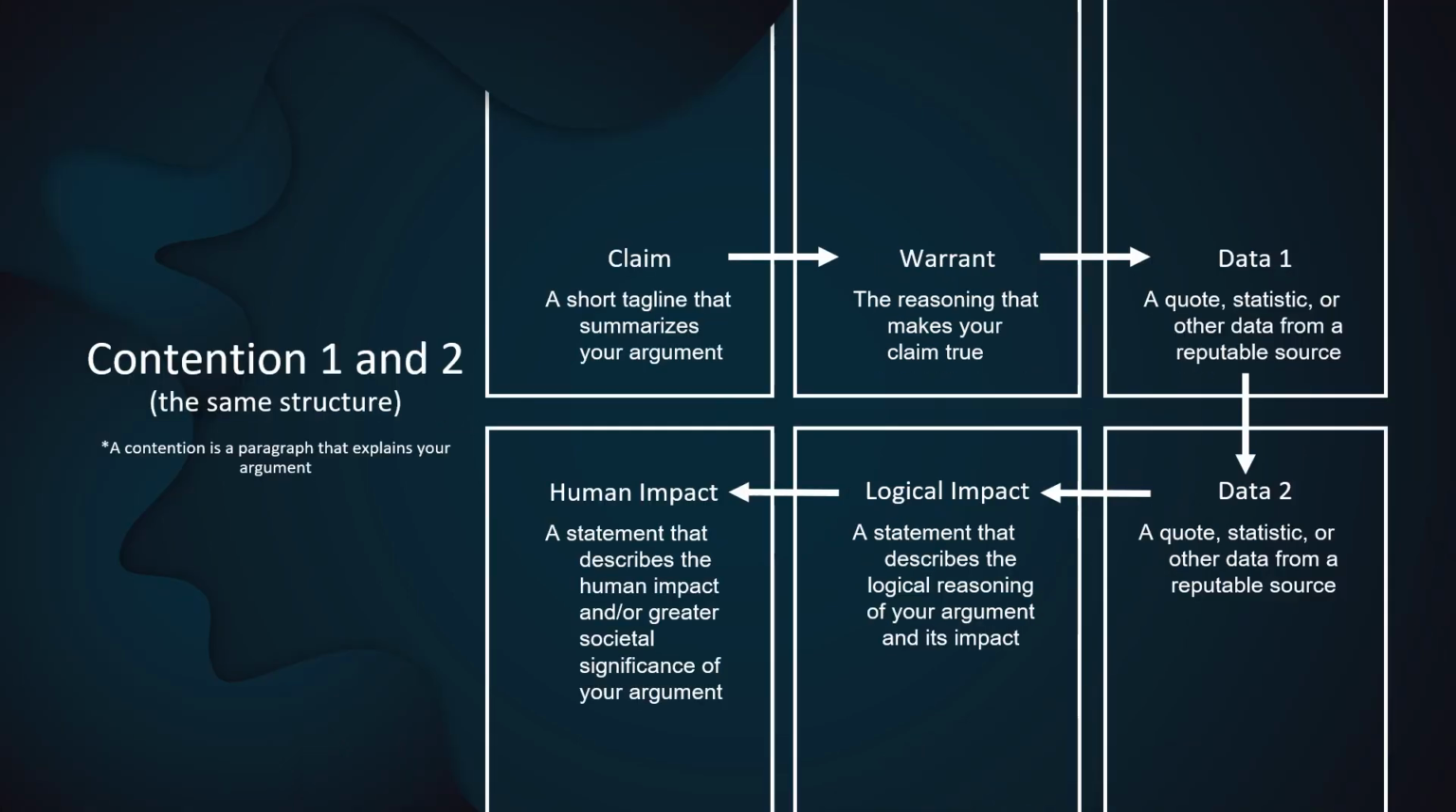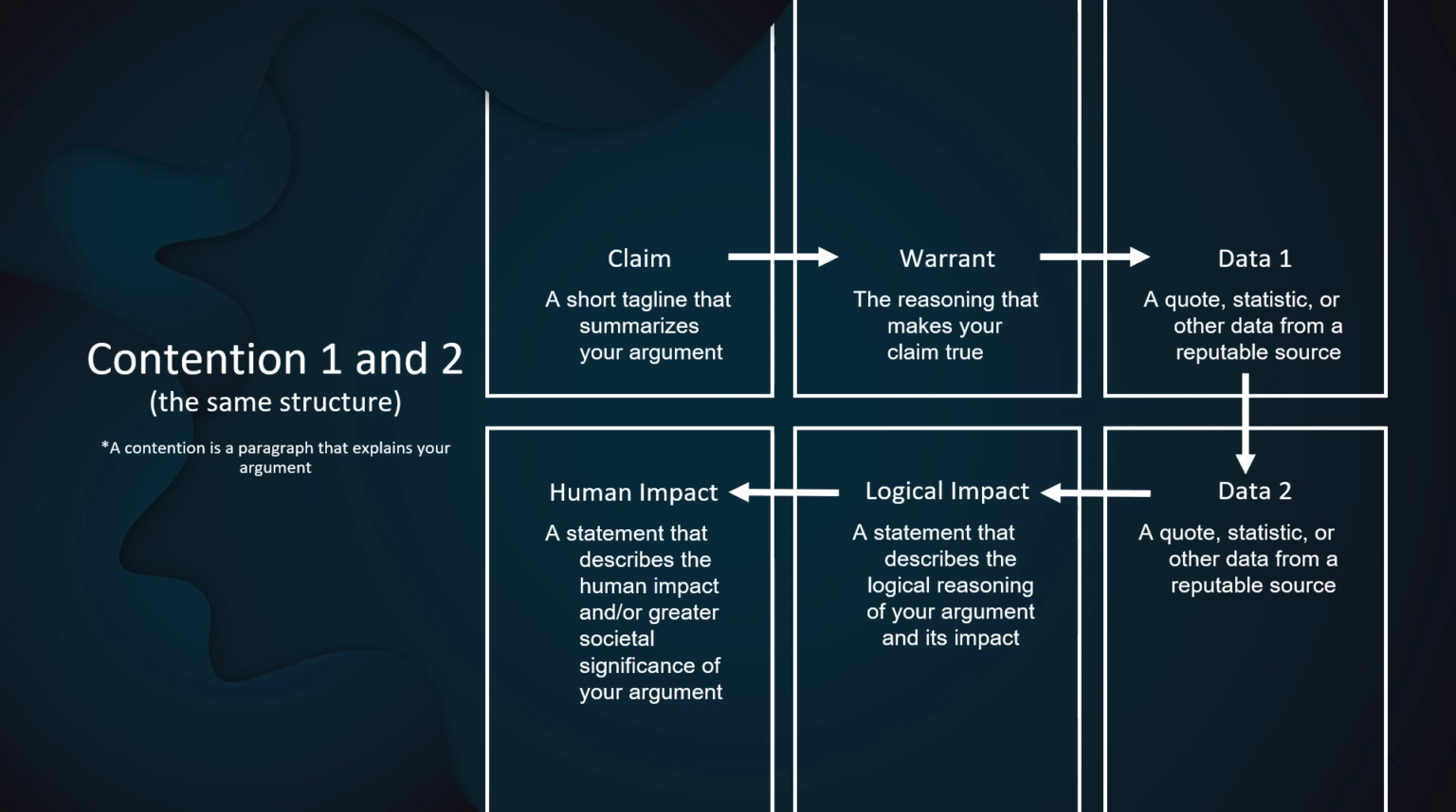So this is how to write a contention. We'll only be going over this once because contention 1 and contention 2 have the exact same structure. Just to re-clarify, a contention is simply a paragraph that explains and summarizes your argument. We'll be going with this six-part format to ensure that your argument stays organized and concise, so it's as persuasive as possible for your audience.